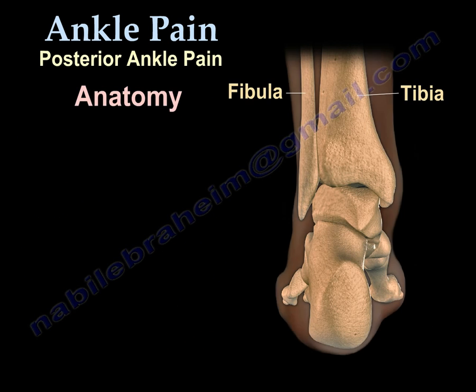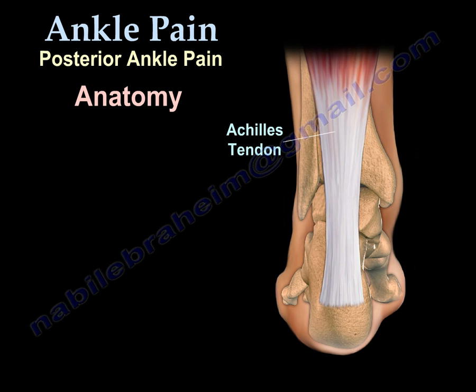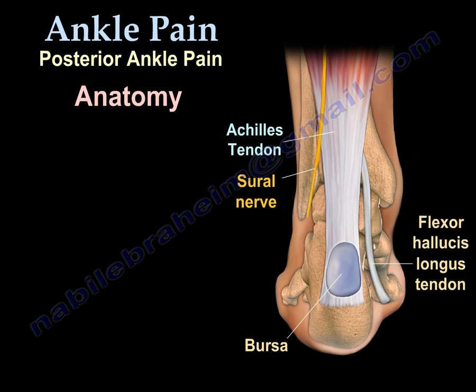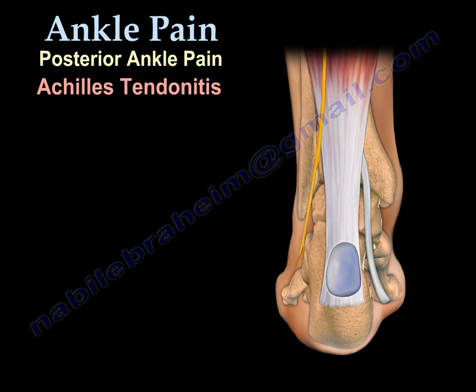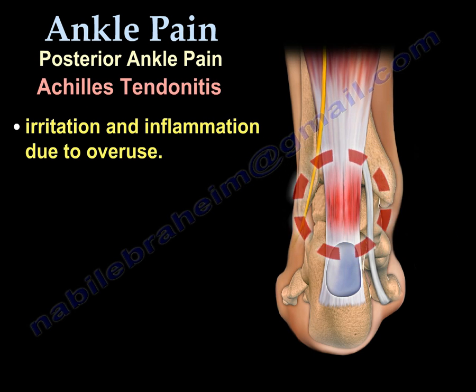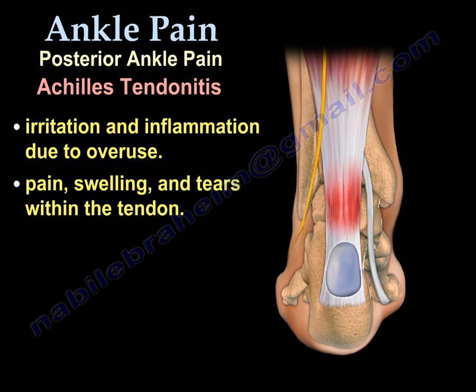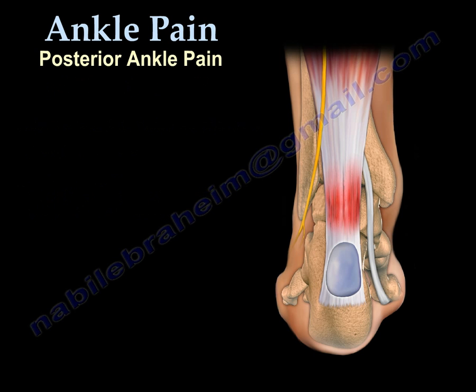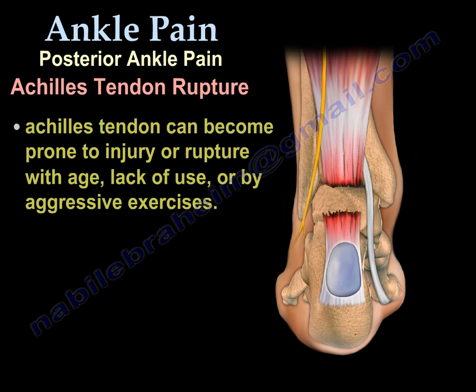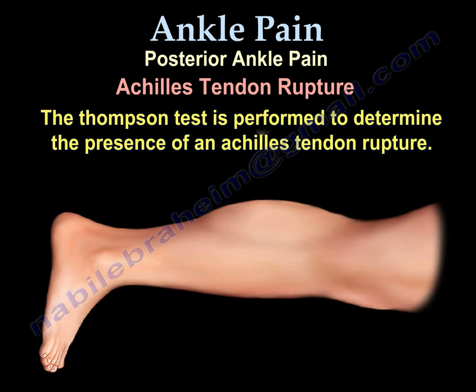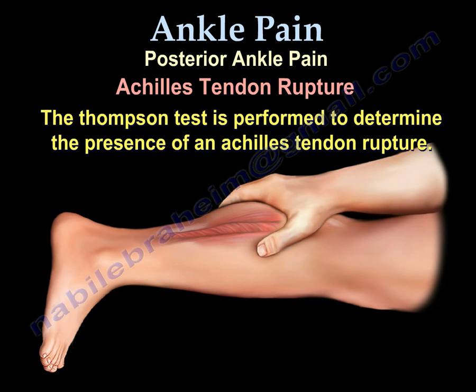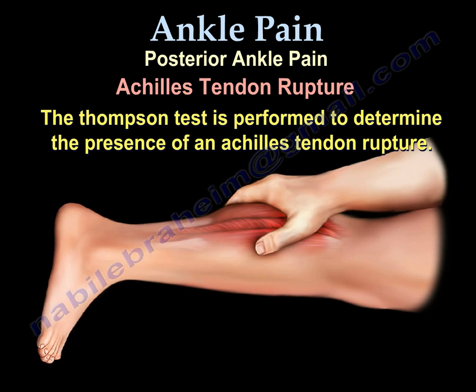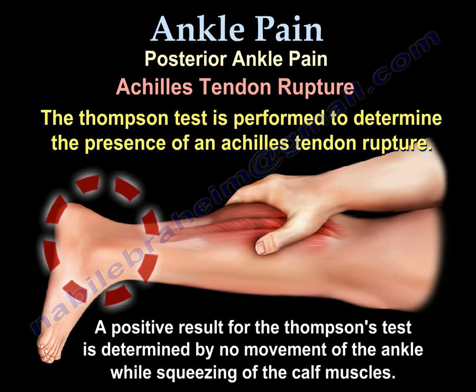Posterior ankle pain anatomy. Achilles tendinitis, irritation and inflammation due to overuse of that tendon. There is also pain, swelling, and tears within that tendon. Achilles tendon can also rupture with age, lack of use, or by aggressive exercises. The Thompson test is helpful in the diagnosis of Achilles tendon rupture. When you squeeze on the calf muscles, there will be no movement of the ankle.